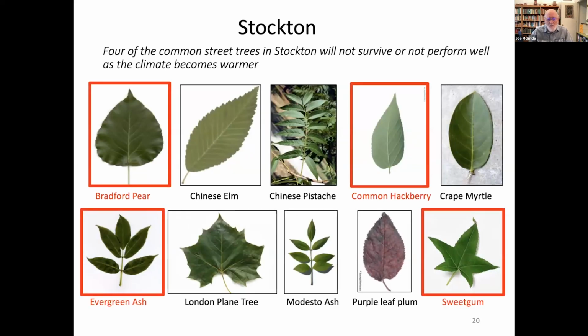For the city of Stockton, there were 4 trees outlined in red here that we predicted, based on the increase in temperature, would not be able to survive or do well in Stockton. And these were confirmed in our interviews in Barstow, our interviews with arborists, that they had been tried in Barstow, and because of the high temperature or because of high irrigation requirements, they did not survive, or they stopped planting them because of the irrigation requirements.